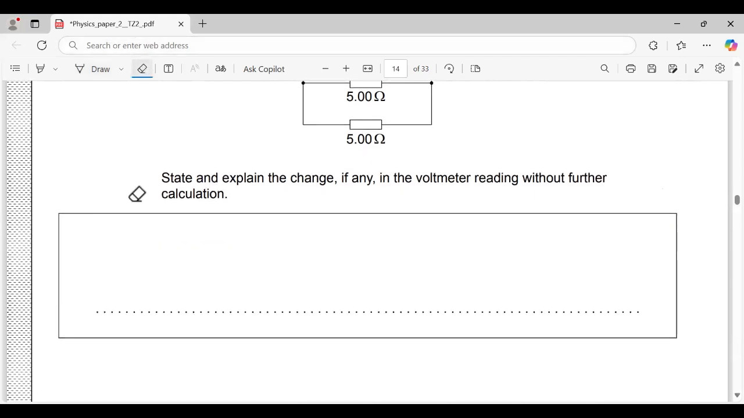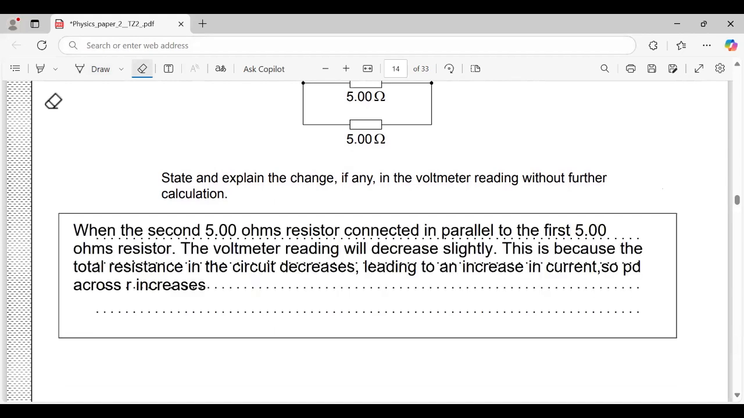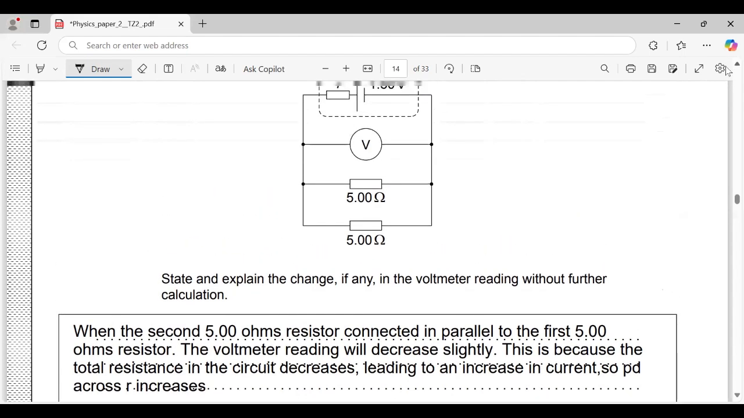I have prepared my explanation. When the second 5 ohms resistor is connected in parallel to the first 5 ohms resistor, the voltmeter reading will decrease slightly. This is because the total resistance in the circuit decreases, leading to an increase in current. So the potential difference across r increases.